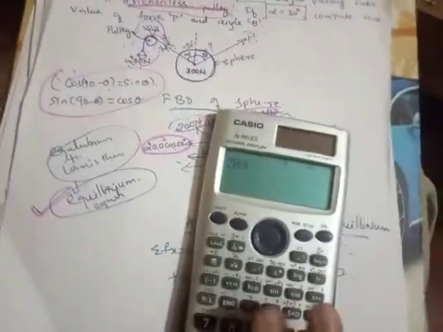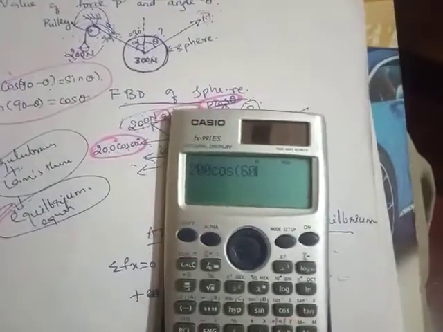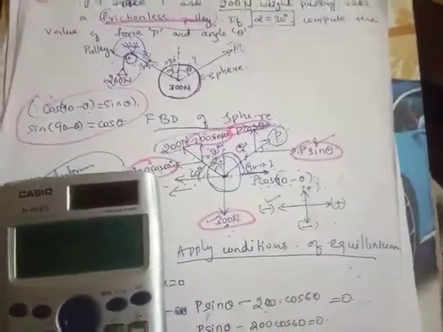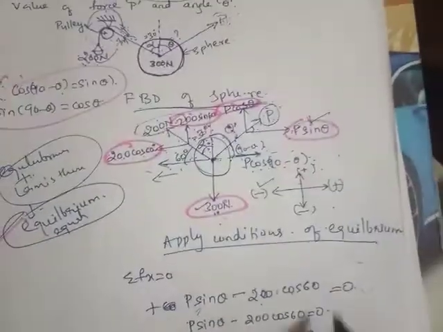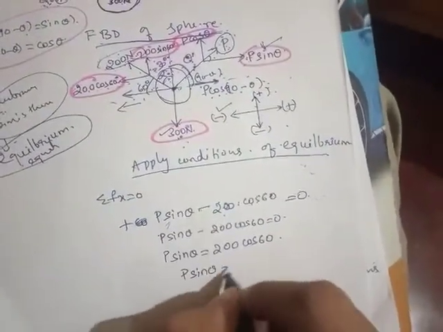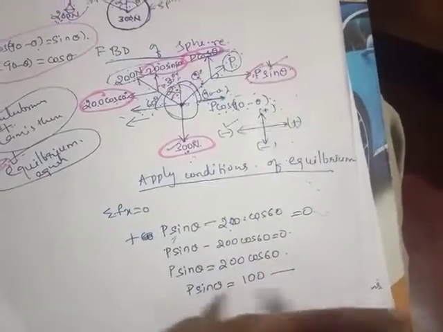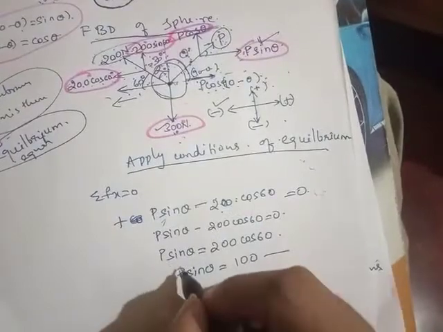So what is the value of 200 cos 60? It is coming to 100 Newtons. So P sin theta equals 100, which is unknown to us. We still have to find P and theta. I name this equation 1.